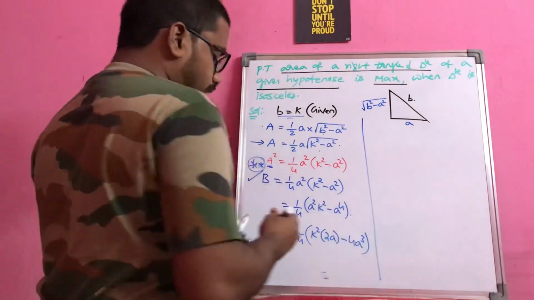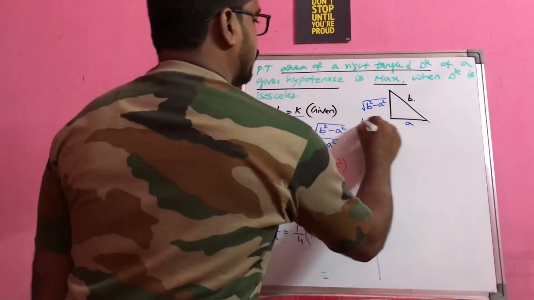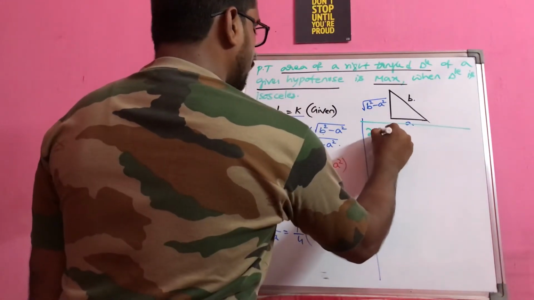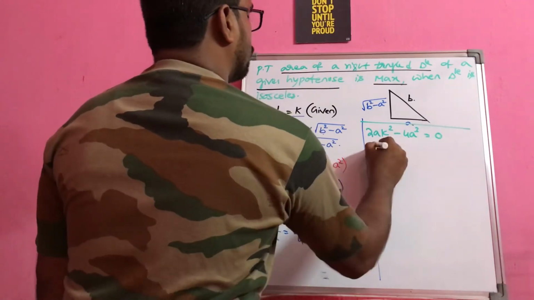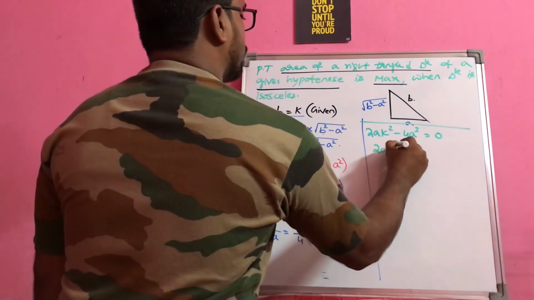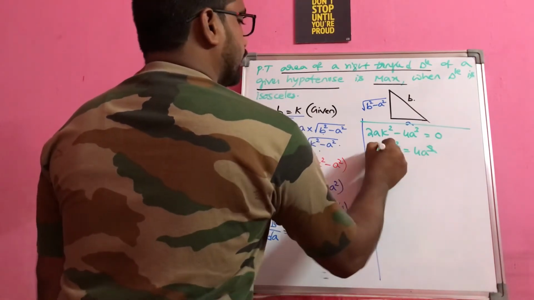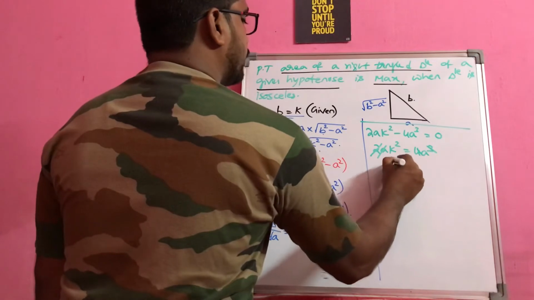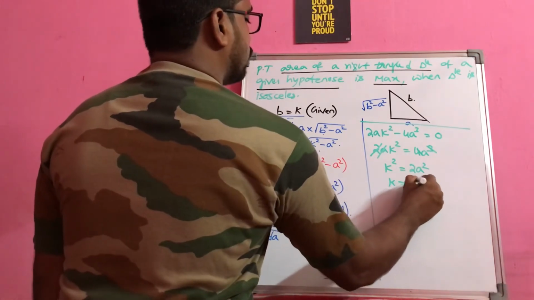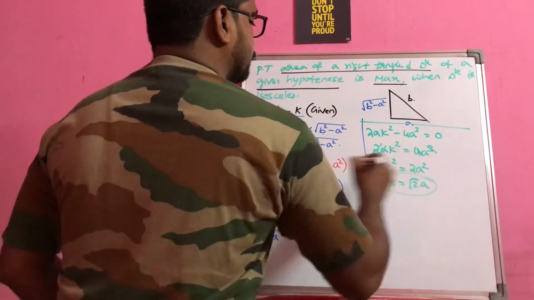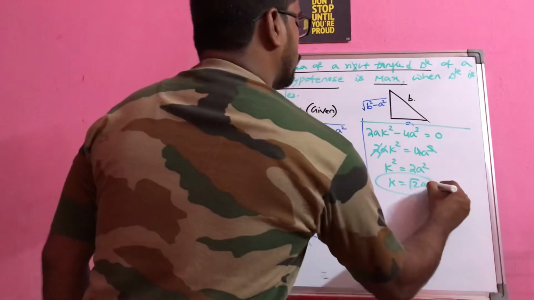After this, what we will do? We will equate f dash of x to 0. That means first order derivative, if I equate to 0, 2a k square minus 4a cube is equal to 0. 2a k square is equal to 4a cube. A 1 will get cancelled, 2 here for 2 times. So you will be getting k square is equal to 2a square. So k is equal to root 2a. So k equal to root 2a means what? b is equal to root 2a.